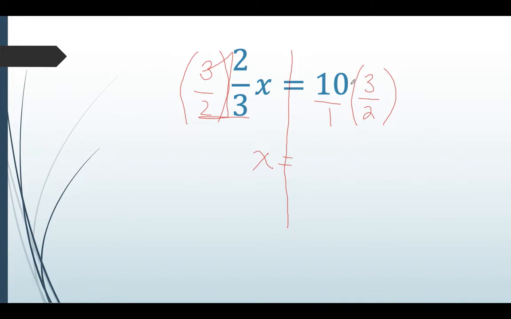Remember, we multiply the numerators and we multiply the denominators. 10 times 3 is 30. 1 times 2 is 2. And you should see that 30 over 2 is really just 30 divided by 2. And 30 divided by 2 is 15. So I get x equals 15. Remember, you can always substitute 15 back into the equation to make sure it works.